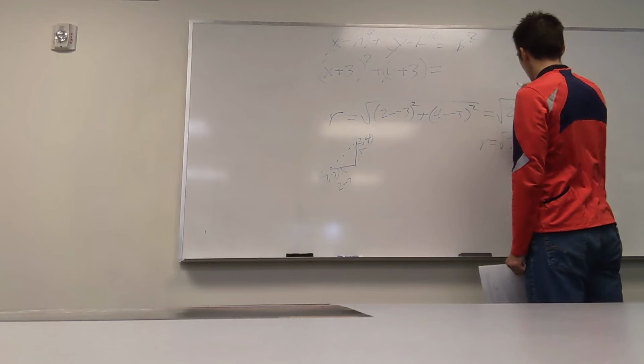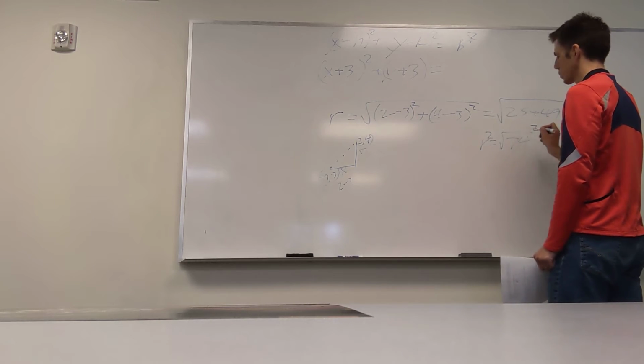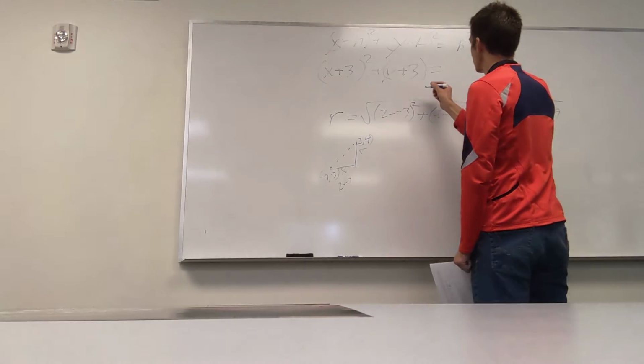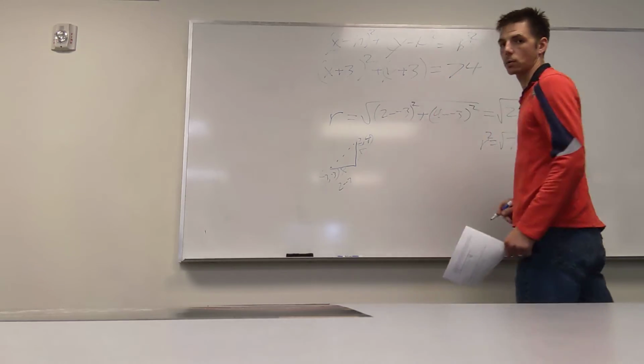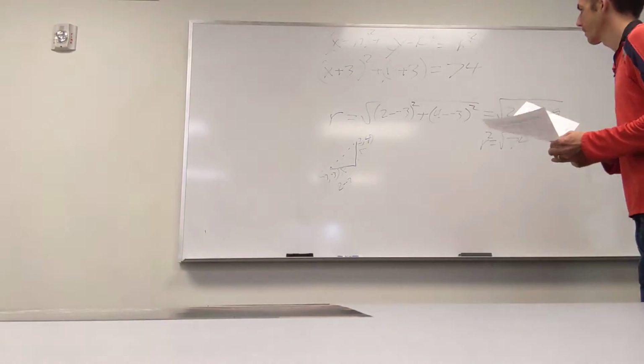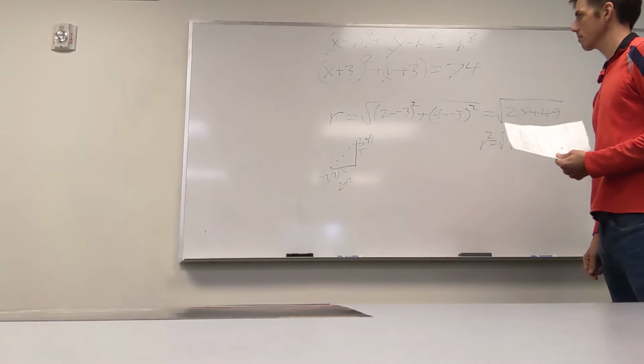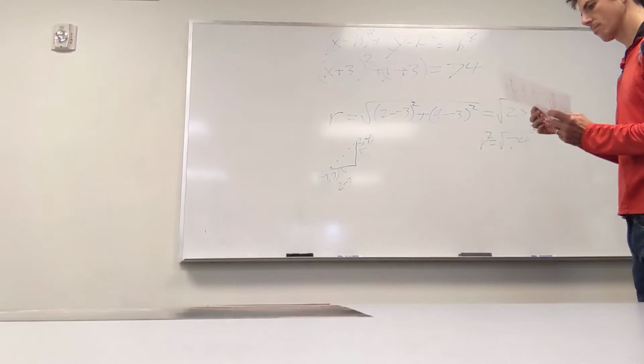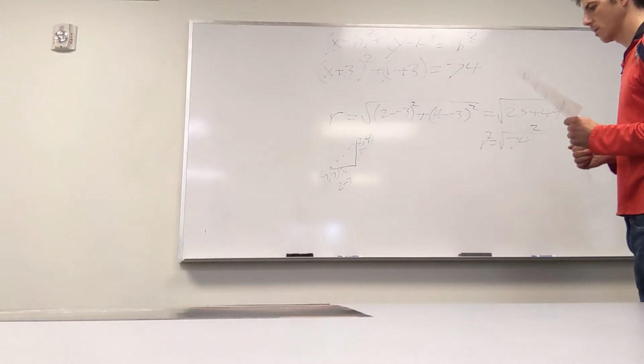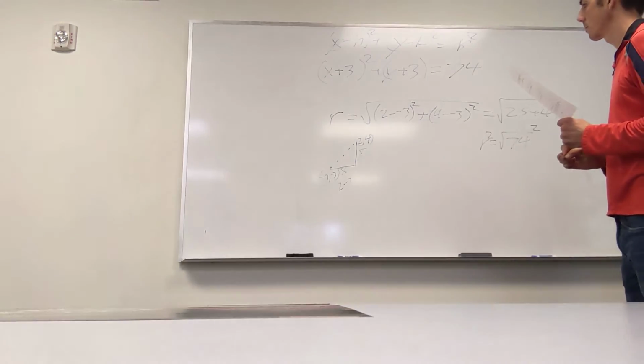But r squared is root 74 squared. So it should be this equals 74. Okay? All right. Good on that, I think?